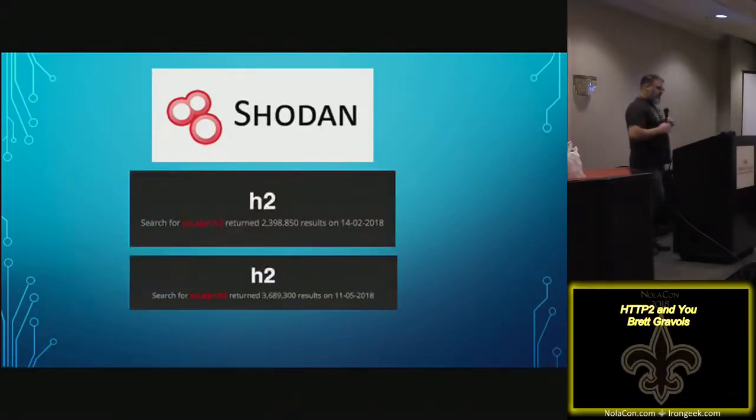So just to let you know, with Shodan I ran 2 different searches. As you see on 0214, there were 2.3, almost 2.4 million sites. And just to let you know how fast it's growing, there are now 3.6 million sites as of a couple weeks ago. So it is gaining traction. We're finding it more. So it is being more utilized.